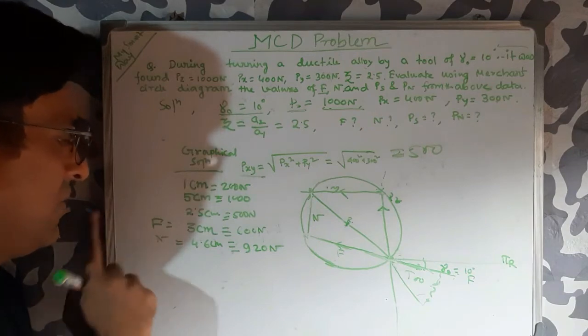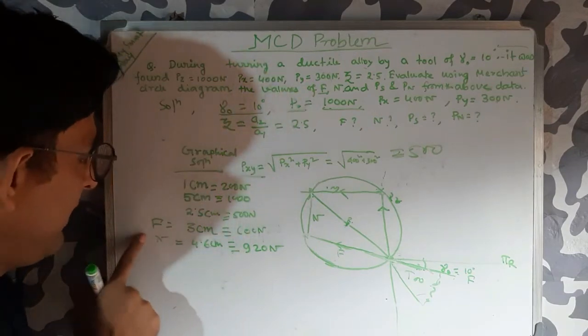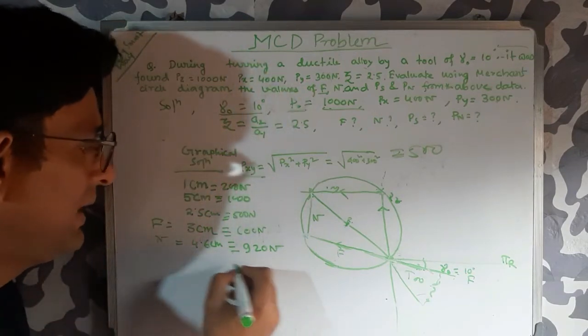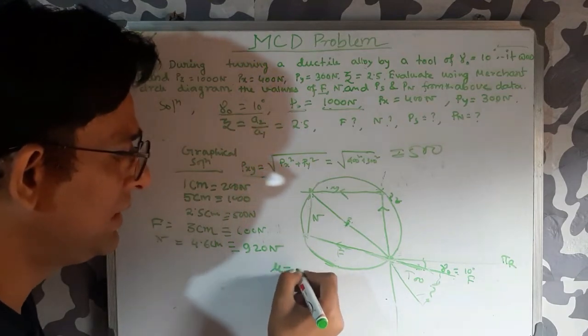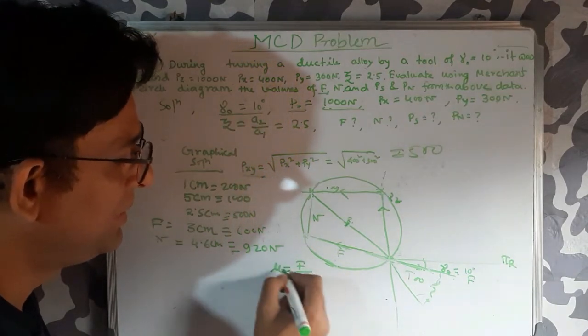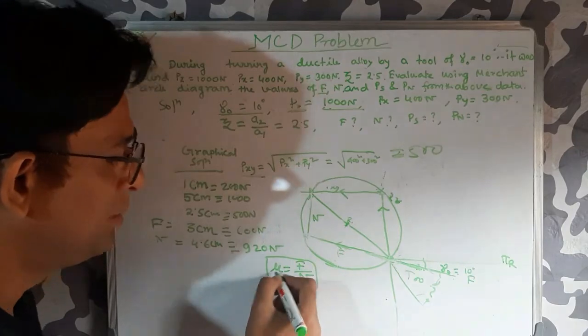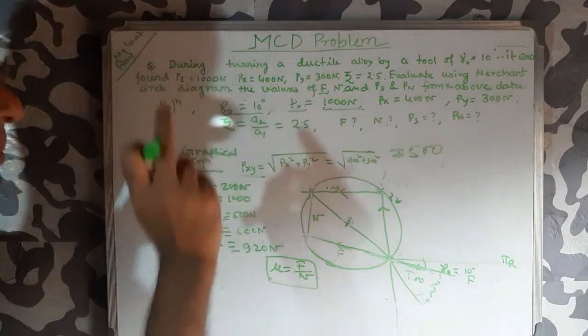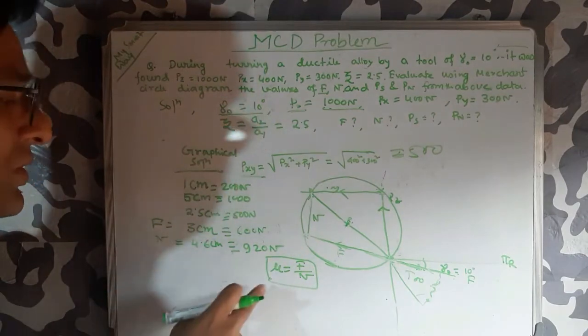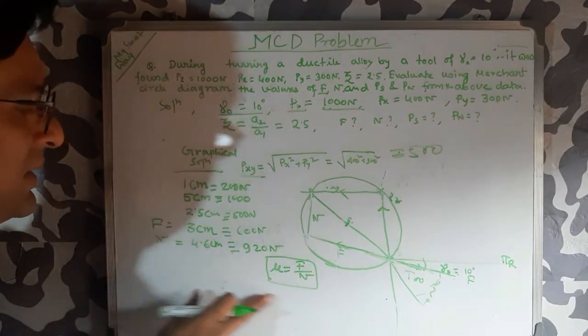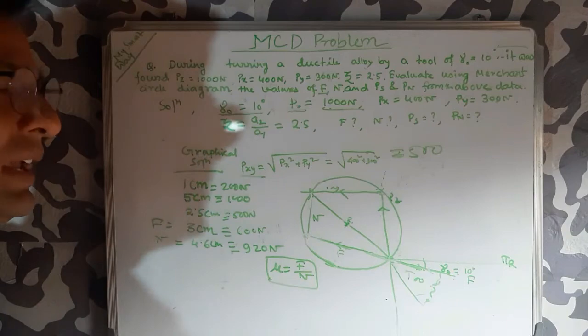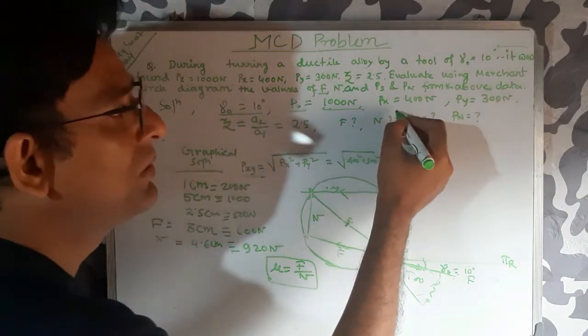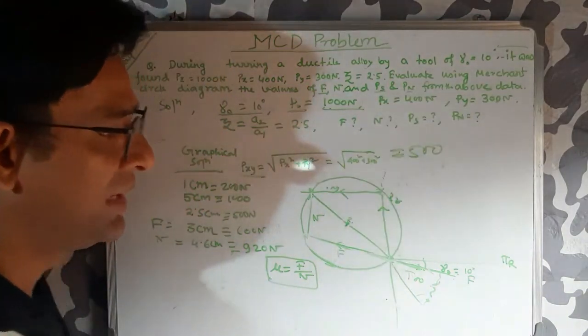From F and N, you can also find out mu. Mu is equal to F by N. Mu means the coefficient of friction. Though the problem does not ask to find the coefficient of friction mu, you can easily find out mu is equal to F by N. Now you have to find out Ps and Pn.